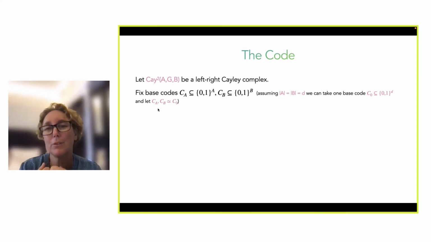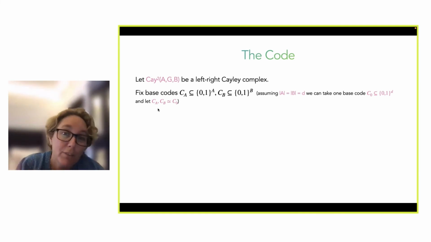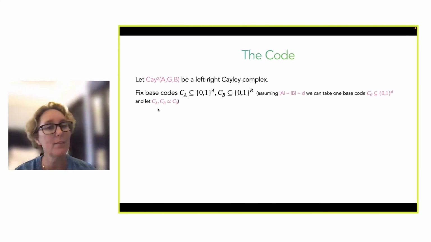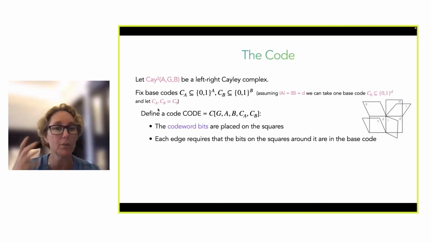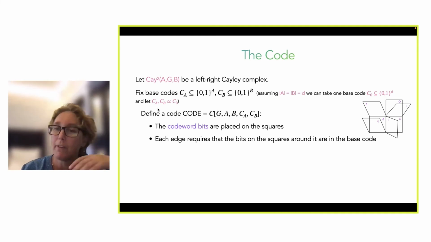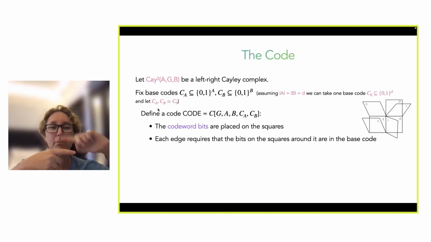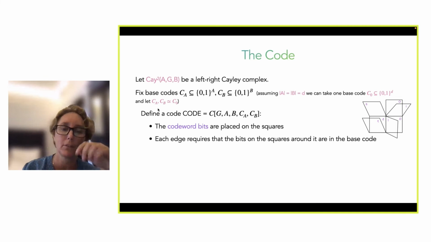So far, I just defined for you this object, the left-right Cayley complex. It's a new object. It's very, very simple, but it has these properties of high-dimensional expansion, and they're very useful for us. I see that I don't have much time, so I'll just show you that to define the code, we do something very similar to Sipser and Spielman, but now we put the bits on the squares, not on the edges. And every edge requires that the squares around it, the bits that they see, belong to some base code.